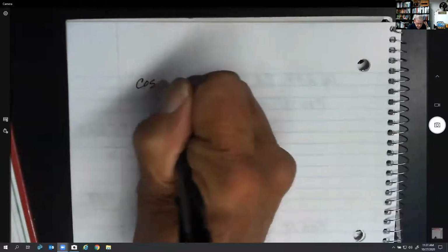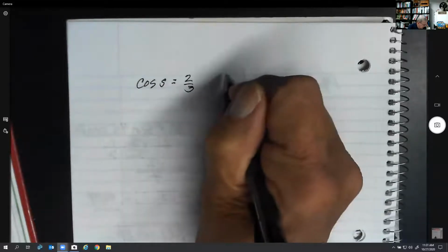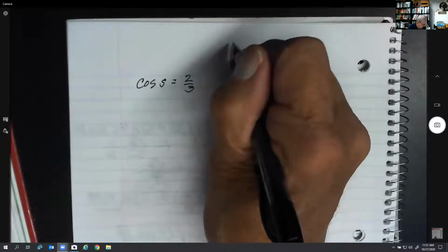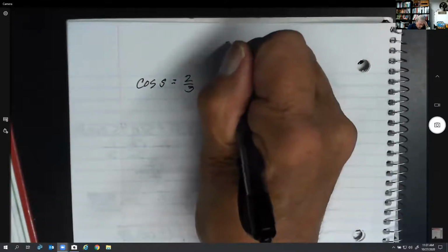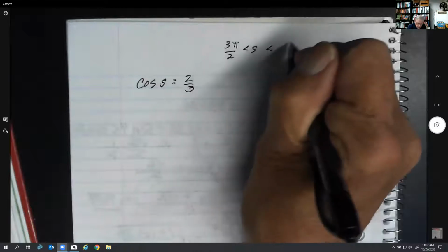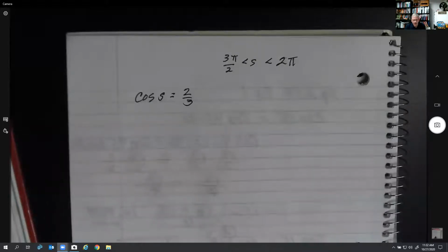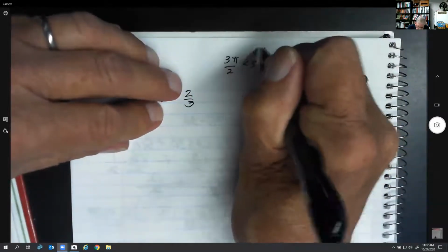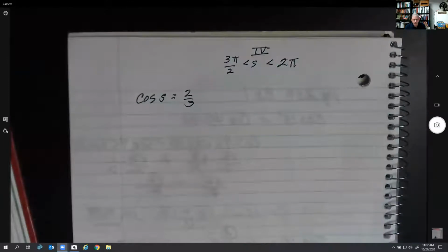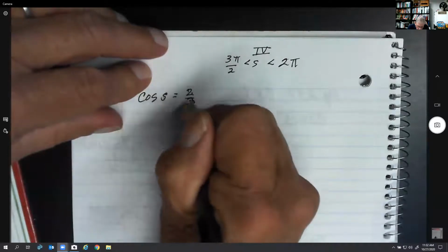Here we have the cosine of S is equal to 2/3. And they told us that the boundary that S is going to fall into is between 3 pi over 2 and 2 pi. So 3 pi over 2 would be 270 and 2 pi is 360. So it looks like this is in the 4th quadrant, is what they're talking about. And that makes sense because the cosine should be positive in the 4th quadrant.